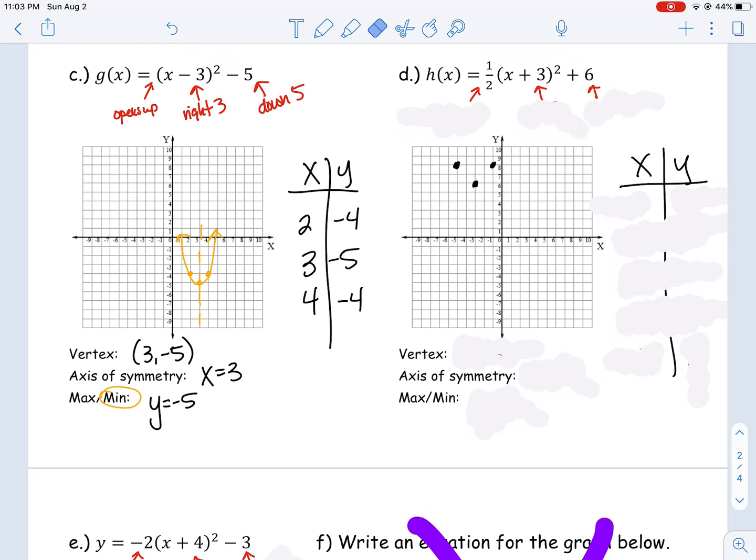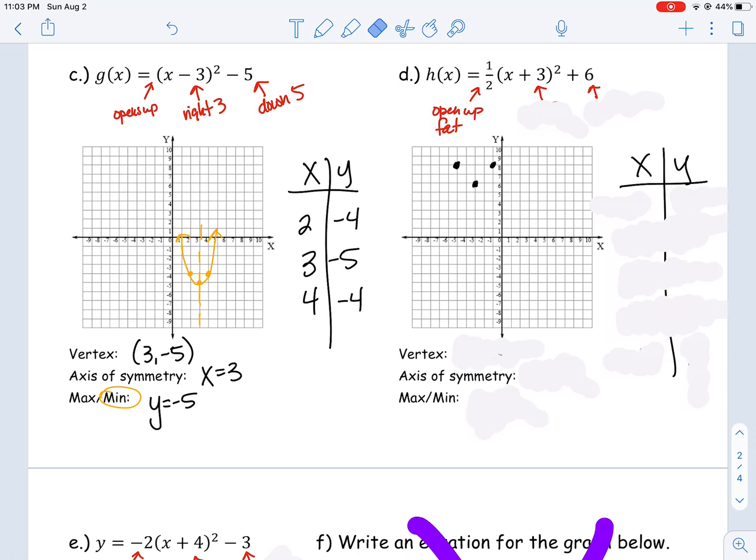All right, let's look at D. D has a leading coefficient that's a fraction. Ooh, what does that fraction mean about our parabola? Yeah, it should be kind of fat, right? And it's a positive fraction, so I know it's going to open up and be kind of fat. Sometimes books call that a stretch or a compression, a vertical stretch, right? Skinny, or a vertical compression, fat.